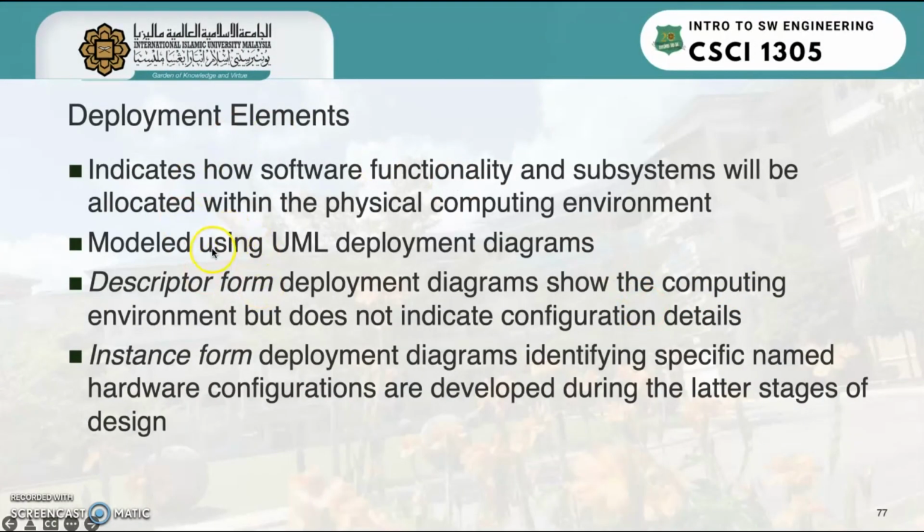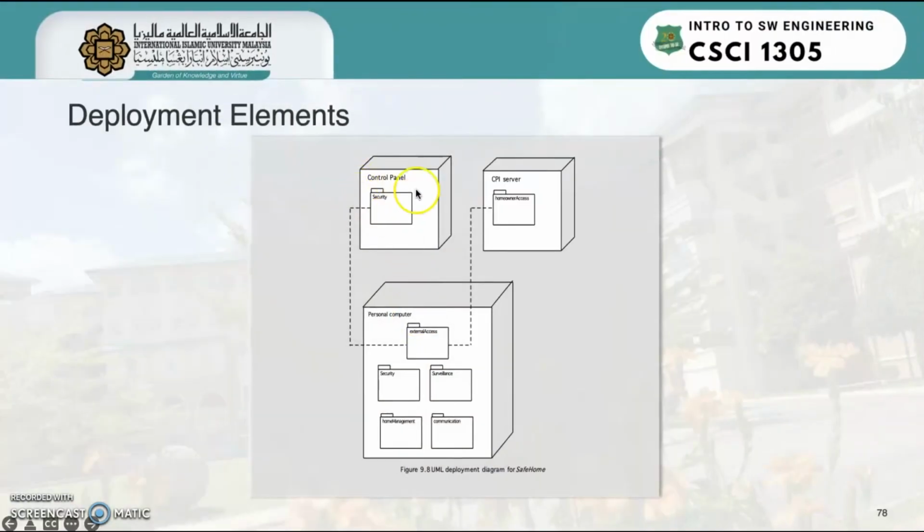So then the last one is on deployment. So deployment is representing the system or the subsystem in terms of the physical computing environment. So the representation can be done using the deployment diagram. So this is a UML deployment diagram. So this is one physical element that shows that this personal computer and the control panel and the CPI server are not running in the same physical element.